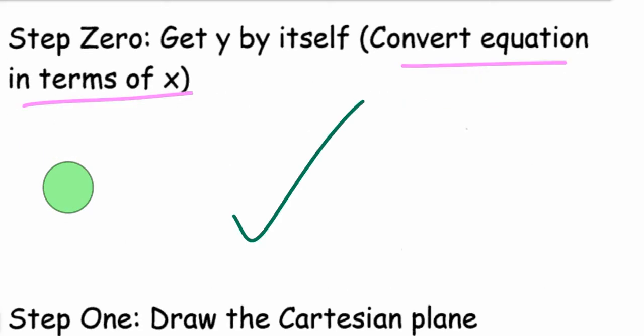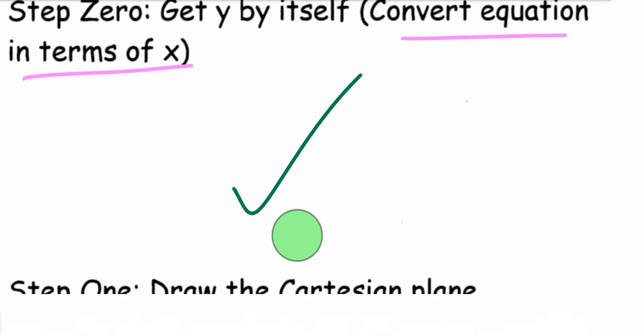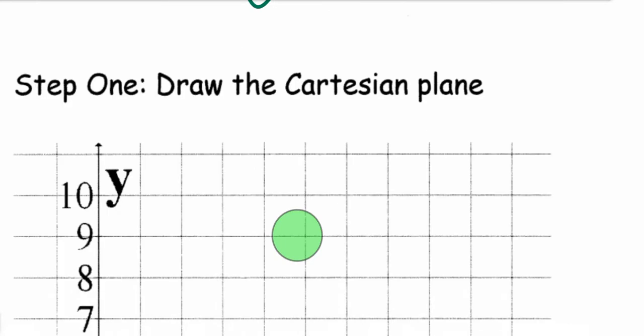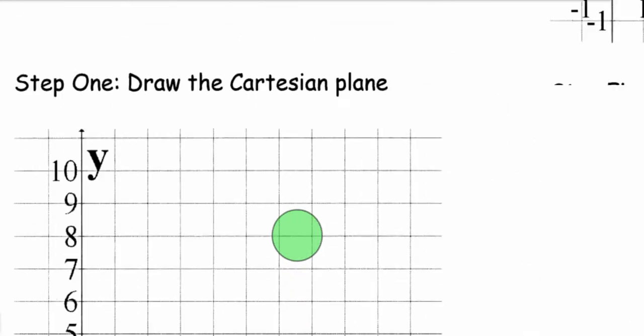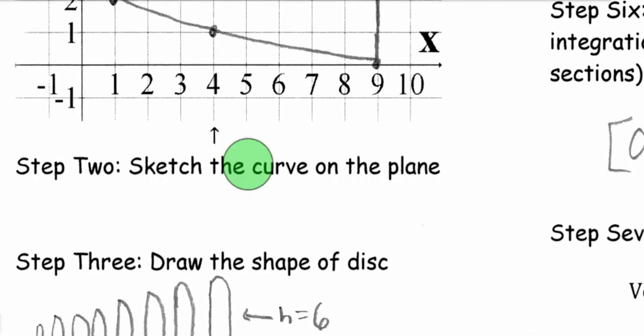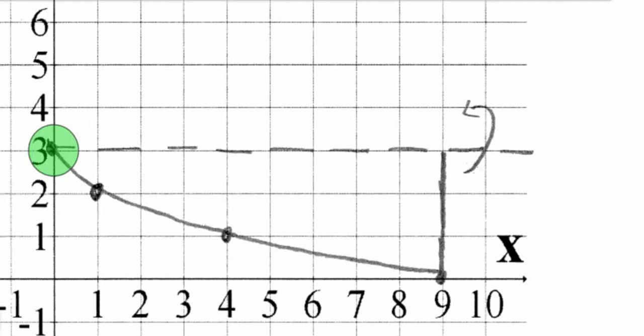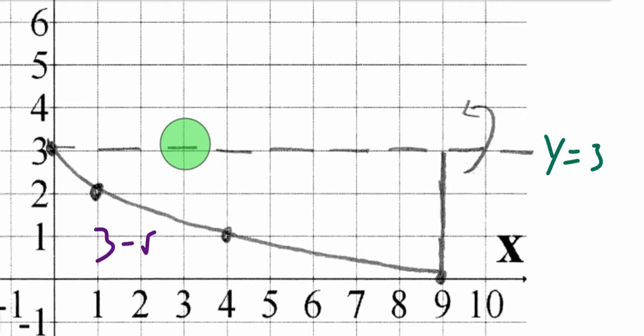I'm going to go ahead and check that off, because in both cases, y is by itself. Again, y equals 3 and y equals 3 minus square root of x. Okay. Step 2 is to draw the Cartesian plane. Steps 1 and 2 are basically the same. We're going to draw the plane and we're going to draw our curves. So first of all, we'll just go ahead and draw y equals 3, which is one of our curves. And the other one is 3 minus square root of x.